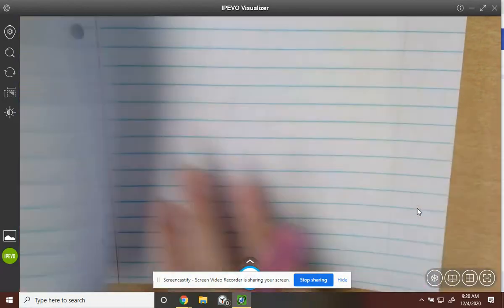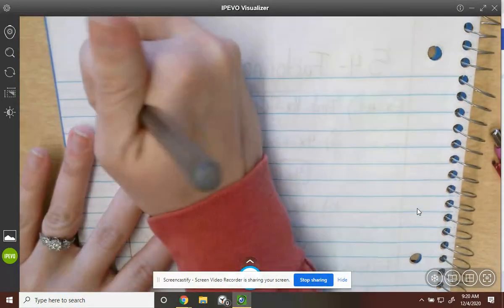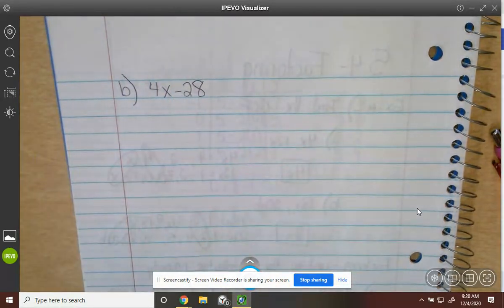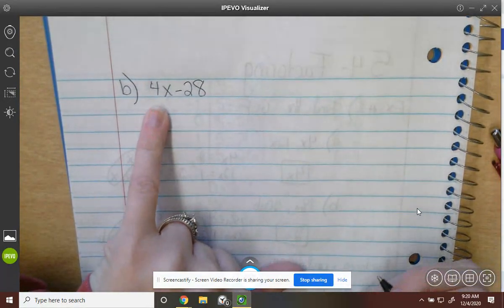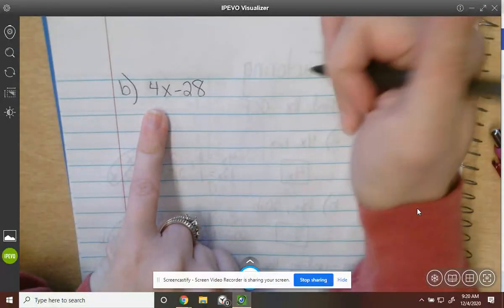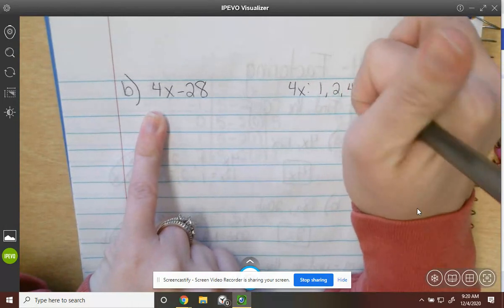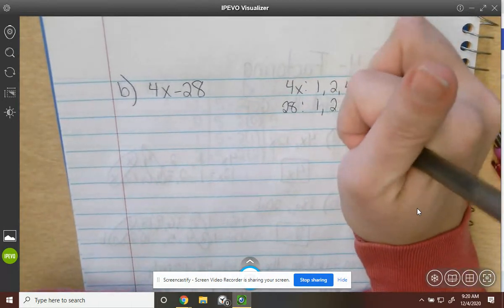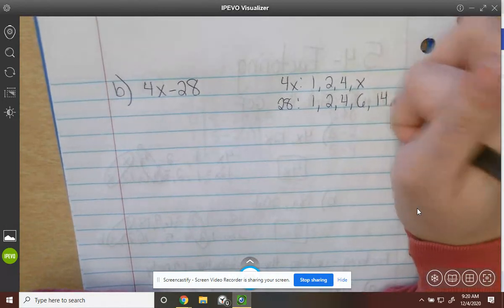Okay, let's do a couple more. You can always do that to check too, to make sure your answer is correct. Yeah, I did label that as A. So that's B. So we got 4x minus 28. I'm not going to write out all those steps. I'm just going to do it kind of step by step. Find your GCF. For those of you that already know what it is, awesome. For those of you that need to work it out, this is how we work it out. 1, 2, 4, and x. 28 has a lot more. 1, 2, 4, 6, 14, and 28.